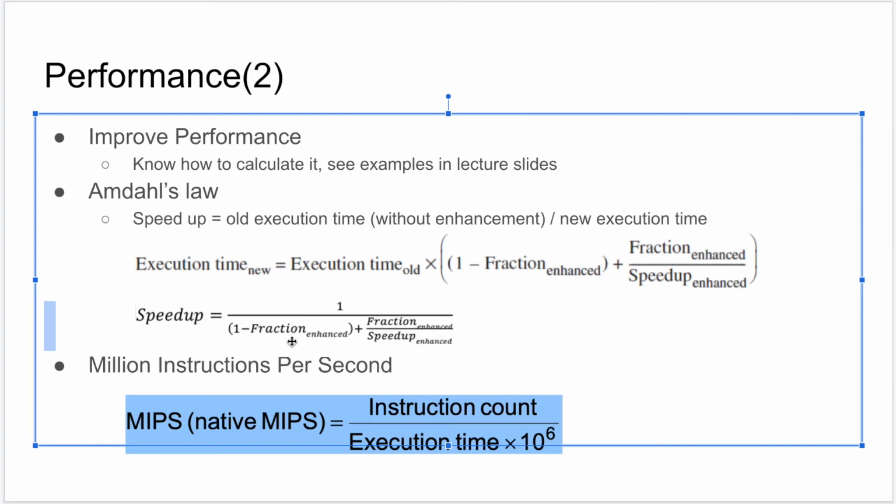Or it just directly asks you what's your speedup. Next part is million instructions per second. It is a very simple concept. I think all you guys can get it.